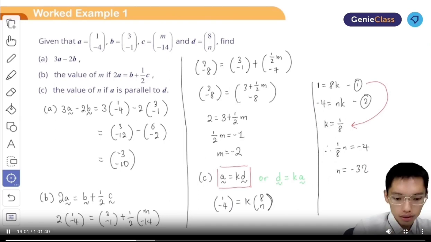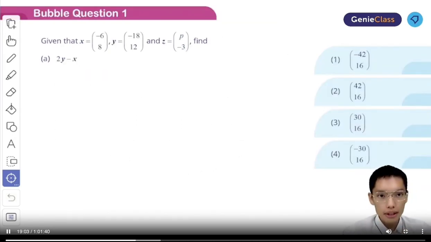Now, time for you all to try. The first one shouldn't take you too long, that's why it's 30 seconds.